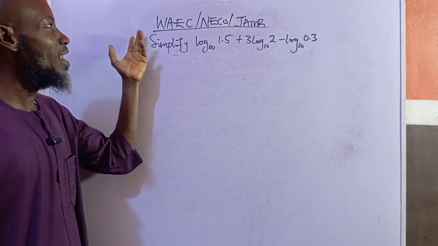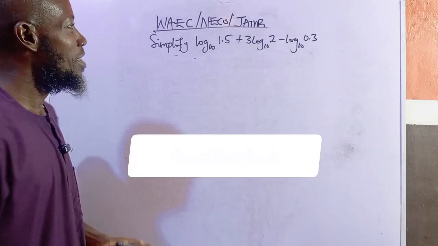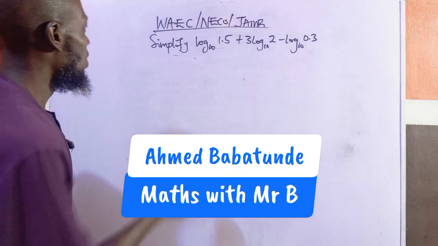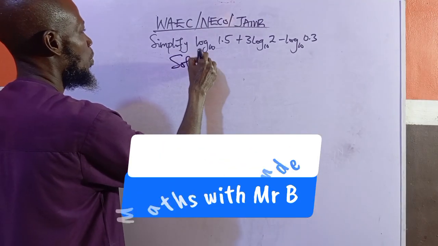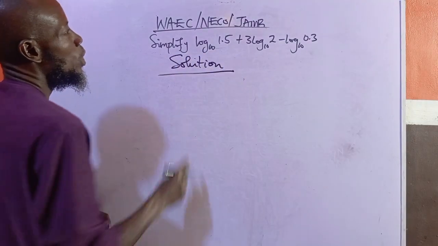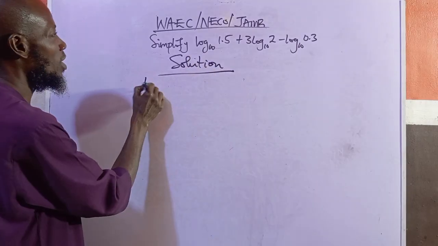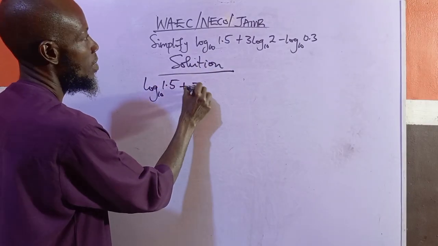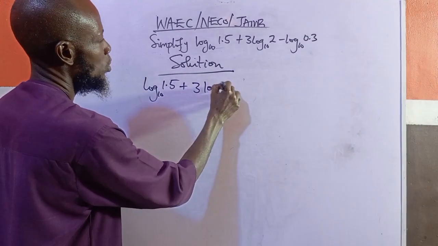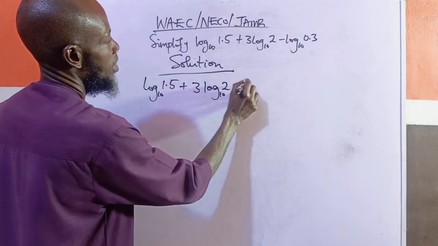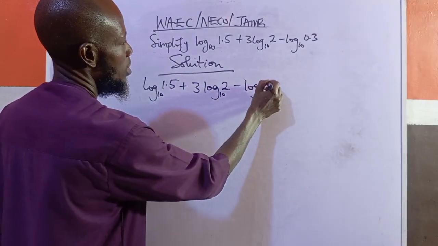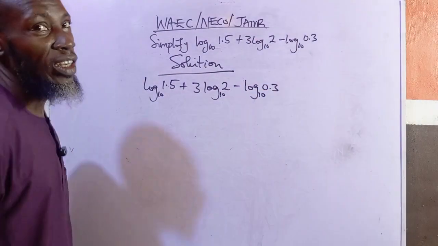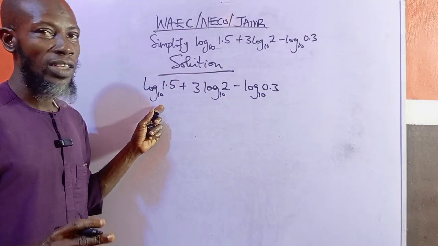So you can find it in WAEC, NECO, or JAMB. So let's see how we are going to solve this. Solution. So if you look at the question, you have log 1.5 to base 10 plus 3 log 2 to base 10 minus log 0.3 to base 10. So if you look at everything, they are in log 10.